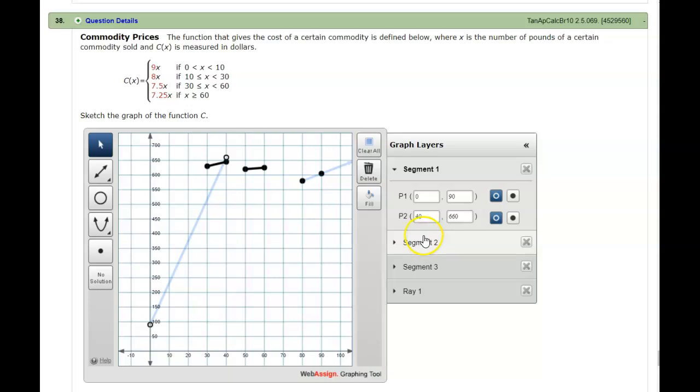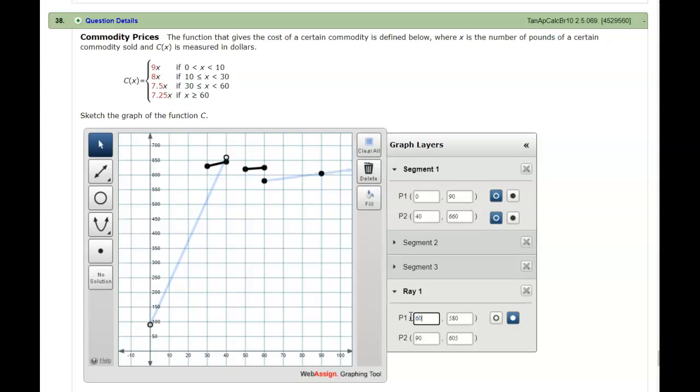For the last segment, I'll let you do segment 2 and segment 3. But for the last segment, which is the ray, I need 2 points. And I definitely need the endpoint. So 60 I put in, and I got 435. 60 and 435. And I just need another point on here. So then I'll have to put in a different point. It doesn't matter, you could use 61, but I'm going to use 70. And I got 507.5.